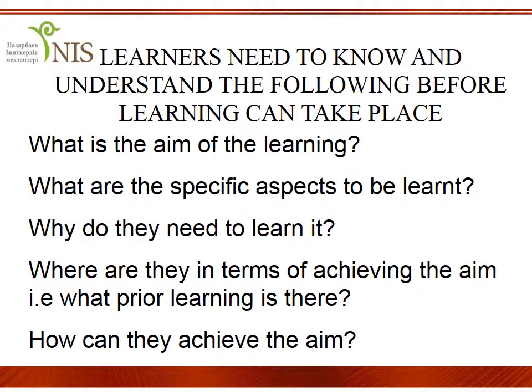Learners need to know and understand the following before learning can take place. What is the aim of the learning? What are the specific aspects to be learned? Why do they need to learn it? Where are they in terms of achieving the learning objective? That is, what prior learning is there? How can they achieve the aim?